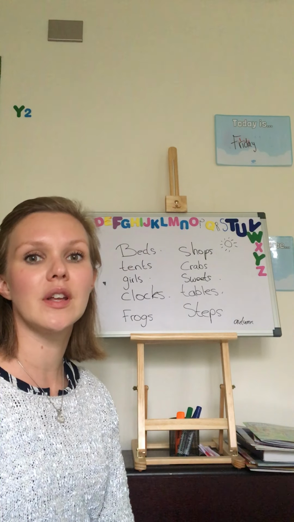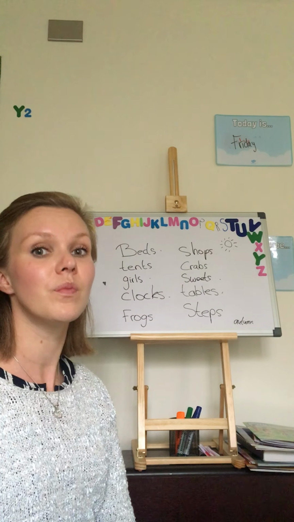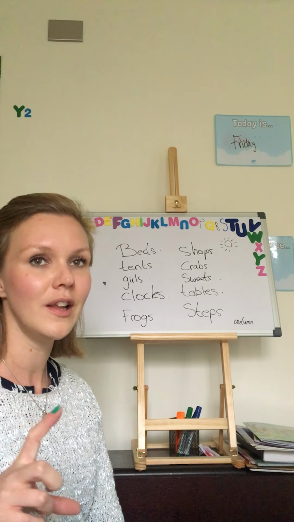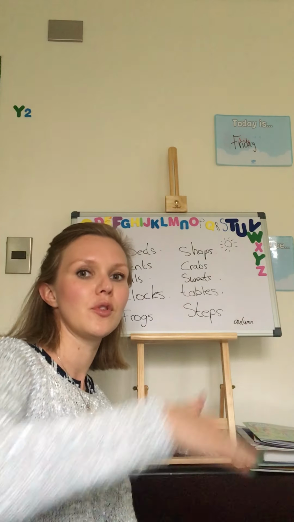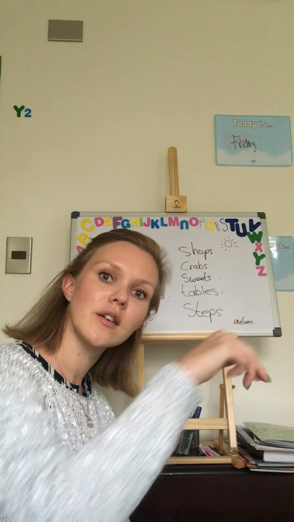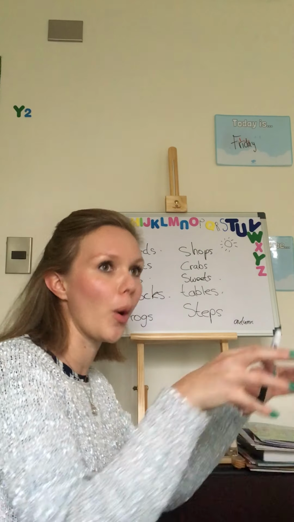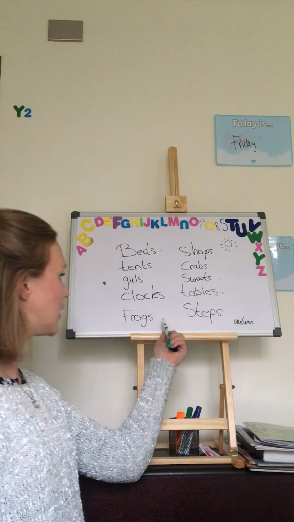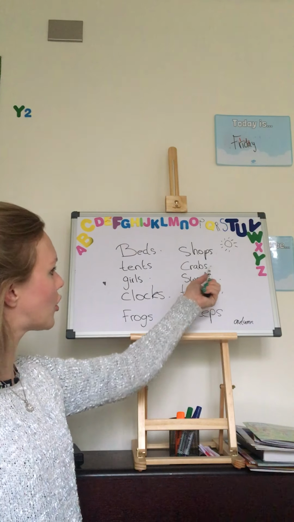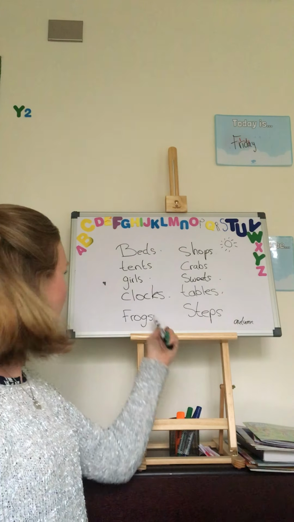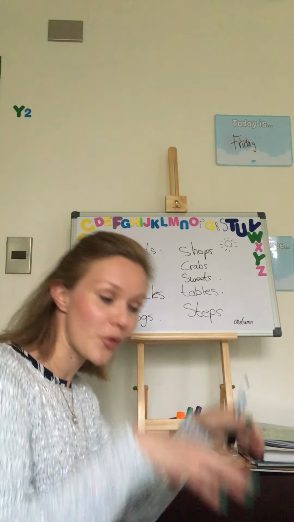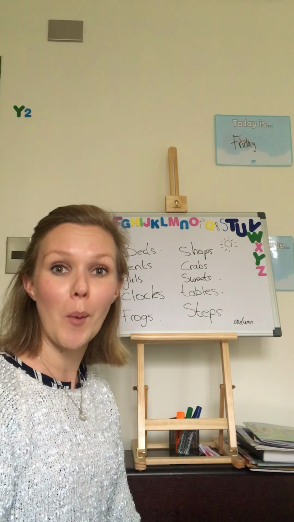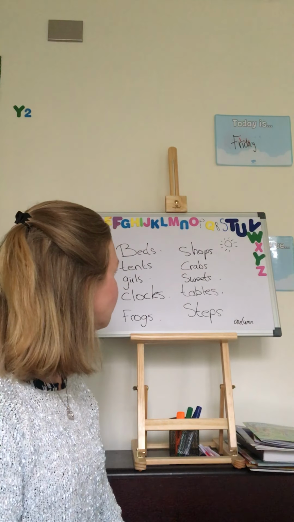Okay, the next word is an animal, and it's small, and it likes to jump. So it is not able to walk, but it jumps or it hops. What is it? Would it be frogs or crabs? Frogs, yeah, because frogs like to hop. Very good.